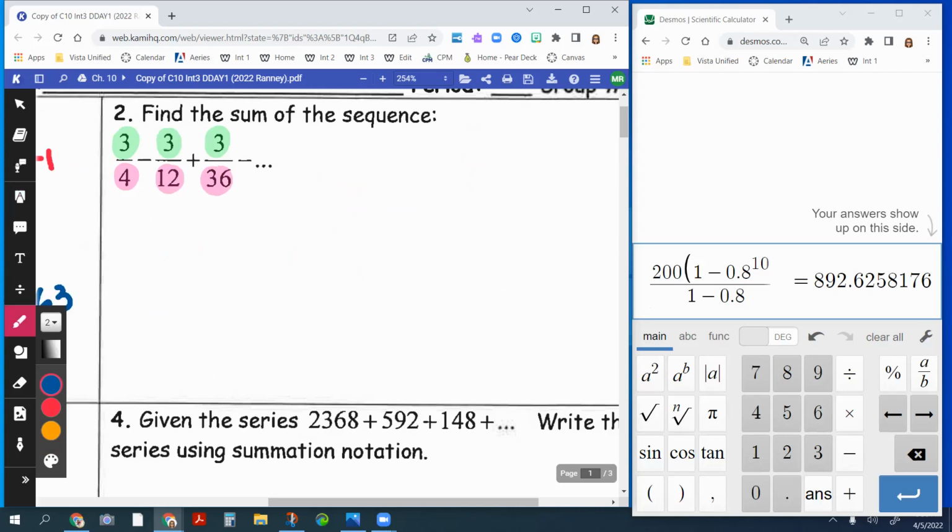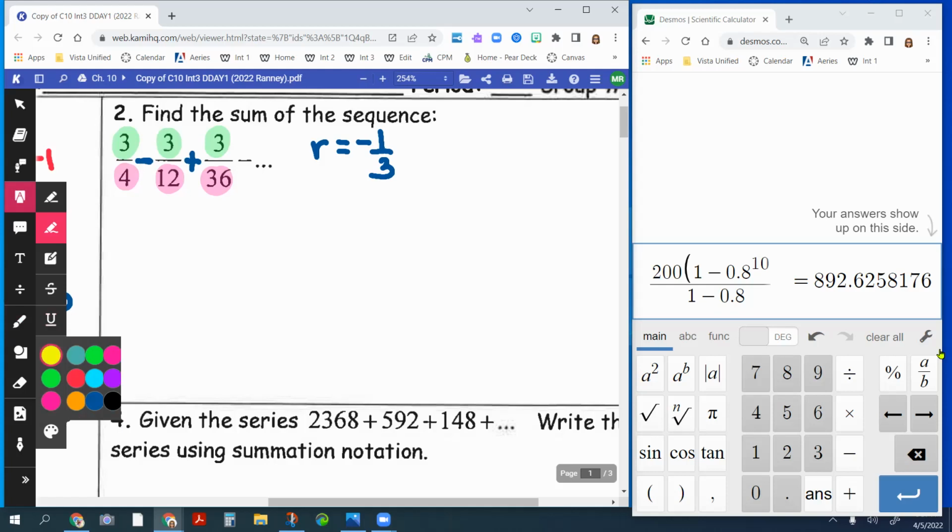So it looks like I'm multiplying by 1/3 because the bottom is being multiplied by 3, but actually by a negative 1/3 because I have alternating signs. I have a negative, then I have a positive. So I'm multiplying by a negative 1/3. So in this case, this one is asking me for an infinite sum because this is going dot, dot, dot.